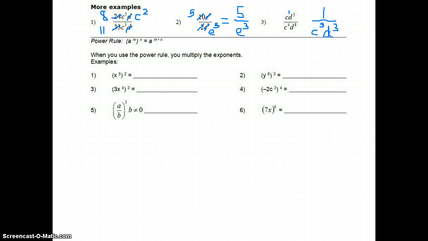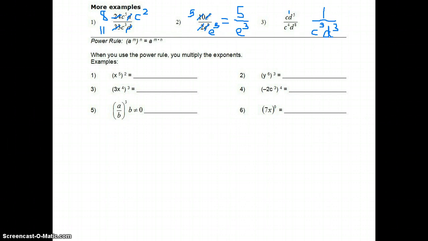Again, with the quotient rule, if you have a fraction, subtract your exponents to simplify the variables. The next rule we're going to discuss is known as the power rule. When you use the power rule, you multiply the exponents. In other words, if you have a power raised to an outside power, you multiply the exponents.